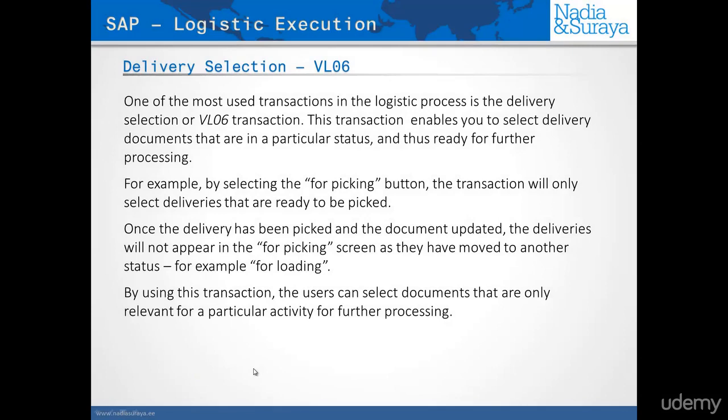One of the most commonly used transactions is the transaction VL06, which allows you to select deliveries that are based on a particular status. The way people use it is that they will select all the deliveries that have a particular status. They will process those deliveries one by one, get it out of their queue, and then someone else would then run the delivery. They'll select the deliveries in different statuses and process those.